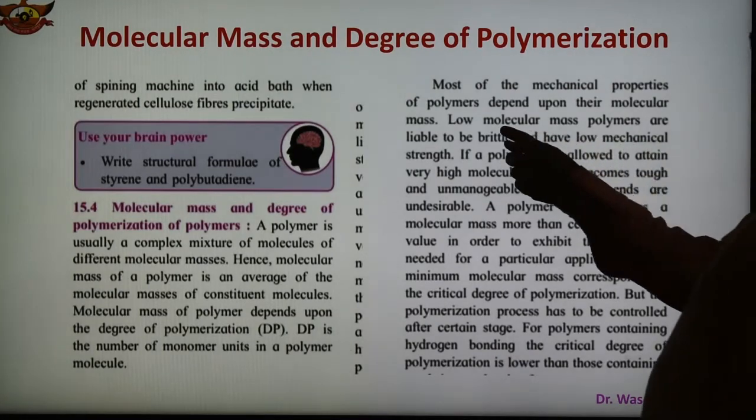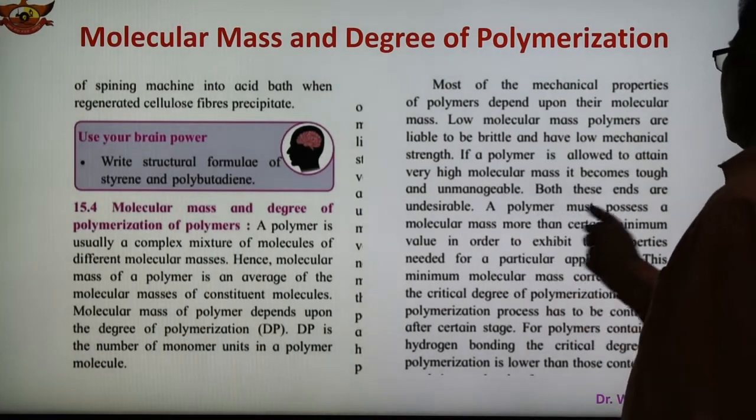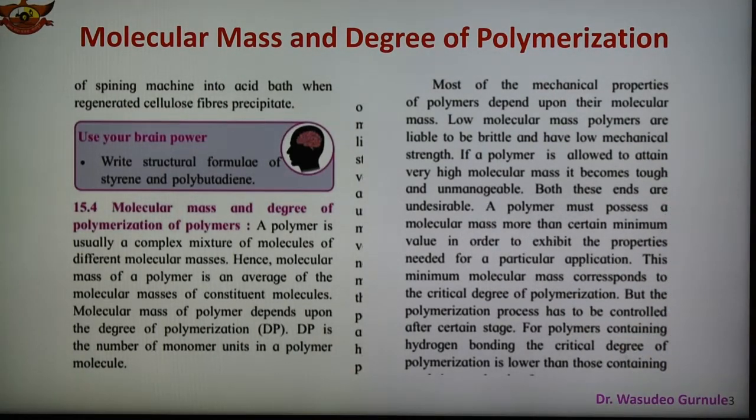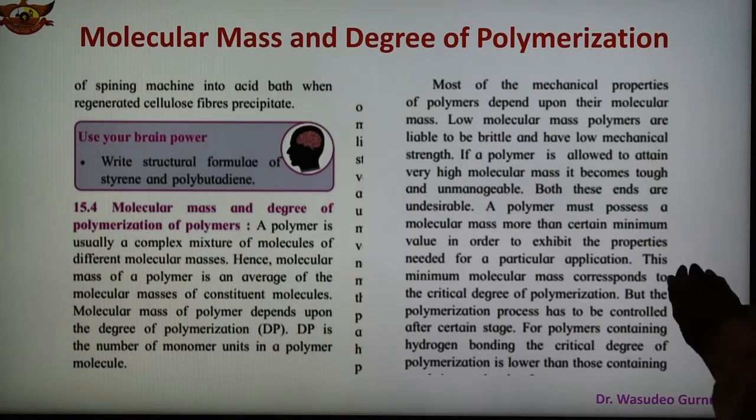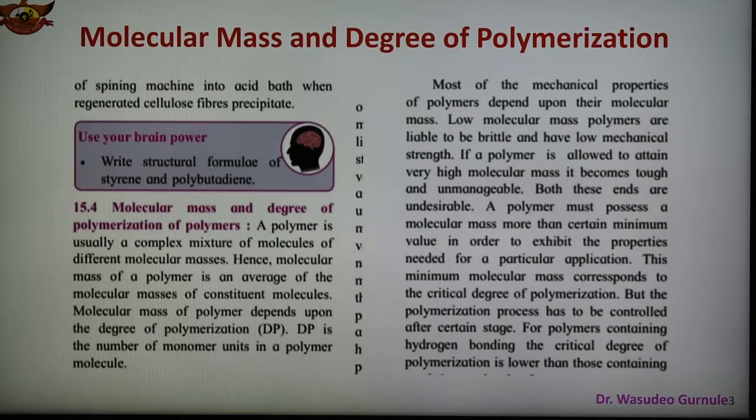Now there are two types of polymers: one is low molecular mass polymers and the second is high molecular mass polymers. In case of low molecular mass, they have low mechanical strength. In case of high molecular mass, they have high mechanical strength. So the polymer must possess a molecular mass more than a certain minimum value in order to exhibit the properties needed for their application. Different applications are there, and depending upon that they have different degrees of polymerization.